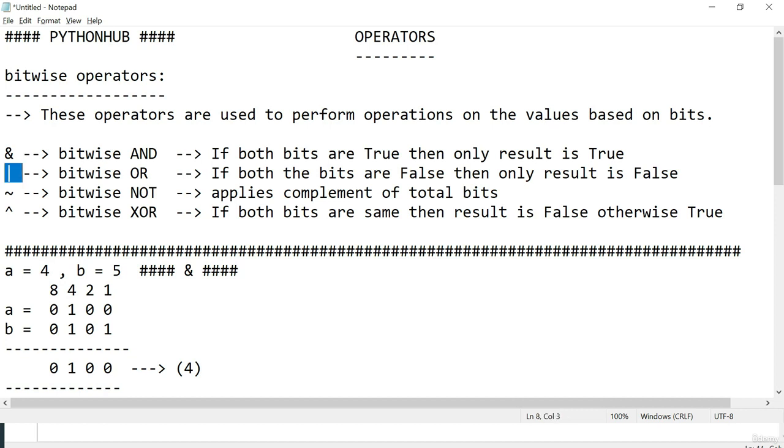Bitwise OR operator. The primary rule for the bitwise OR operator is: if both the bits are false, then only the result is false. In all the other three scenarios, it is true. Let us explain this bitwise OR operator also with one example for better understanding.